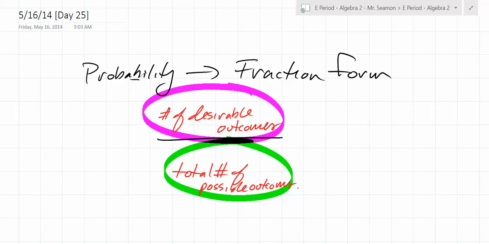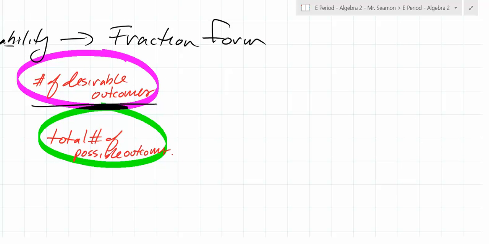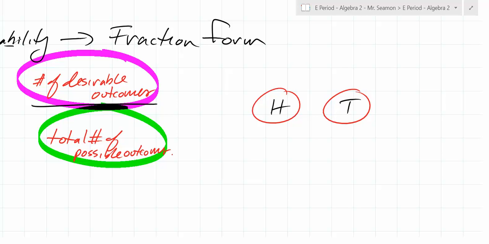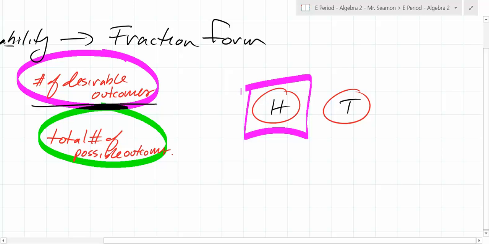Exactly, right. So if I flip a coin once, how many outcomes are there? It's either heads or it's tails. So how many outcomes is that? That's 2 outcomes. How many of them do we want if I said, what's the probability of getting a heads? There's 1 of them. So there's 1 out of 2 chance.